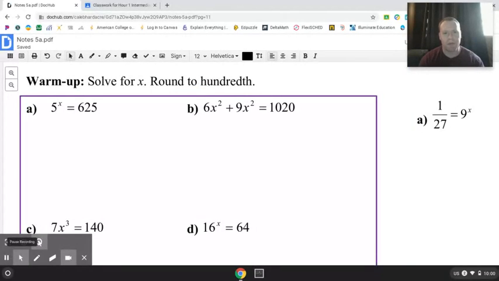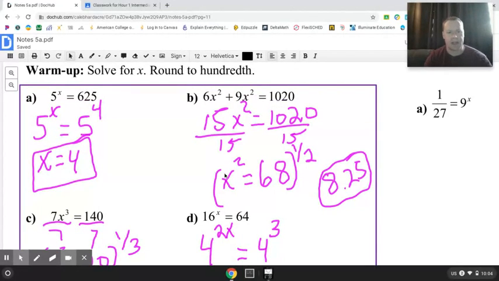So for our warm-up, you're going to solve for x on these power functions and exponential functions using the strategies that we discussed in our last videos. Round to the 100th, and I will hop back on with the answers for you to check and see how you did.